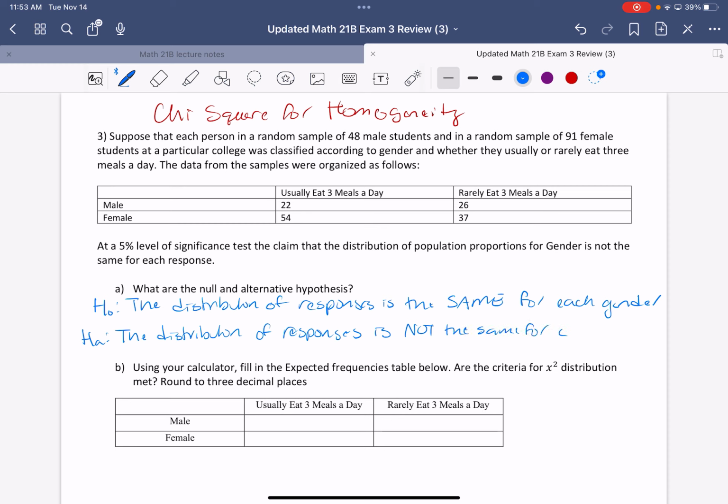Well, I had put population proportion, is that okay or no? So population proportion is more just in general, like the general layout of it, but then I want it in the context of the problem. So in this case, the populations are broken up by the gender, the male and female.